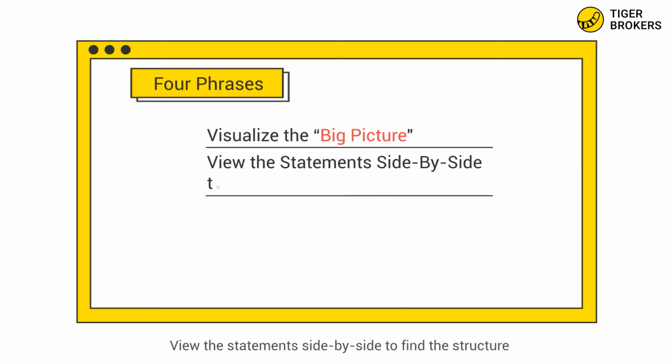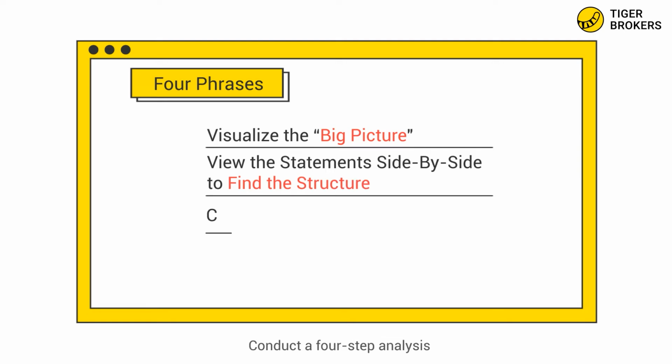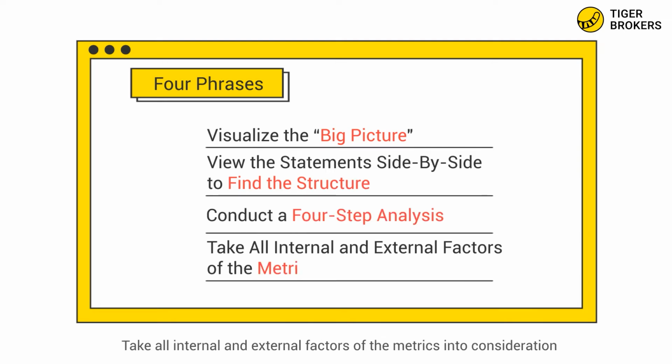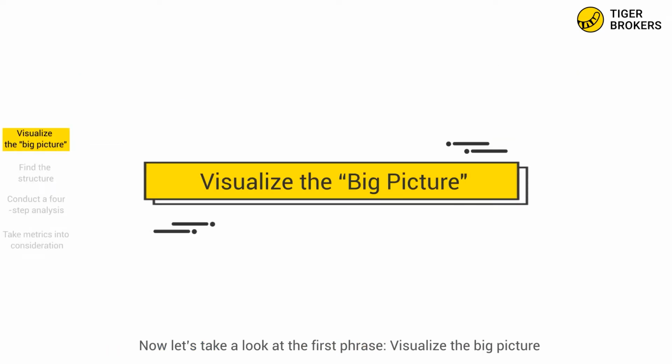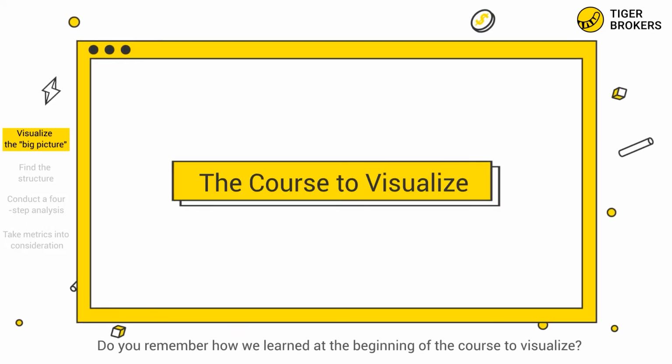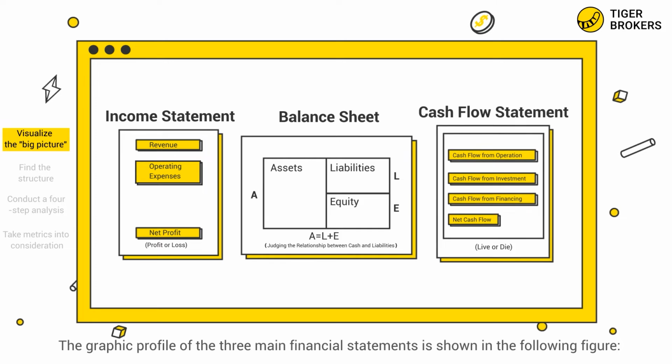View the statements side by side to find the structure. Conduct a 4-step analysis. Take all internal and external factors of the metrics into consideration. Now, let's take a look at the first phrase. Visualize the big picture. Do you remember how we learned at the beginning of the course to visualize? The graphic profile of the 3 main financial statements is shown in the following figure.